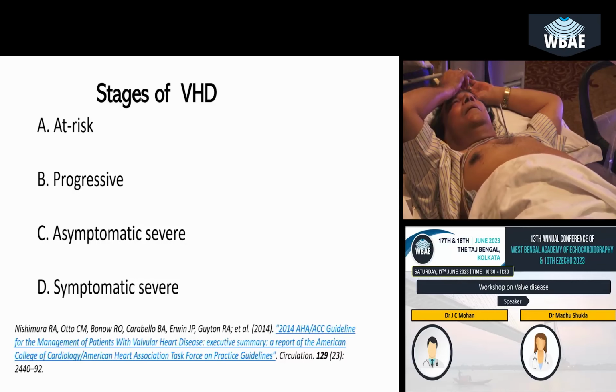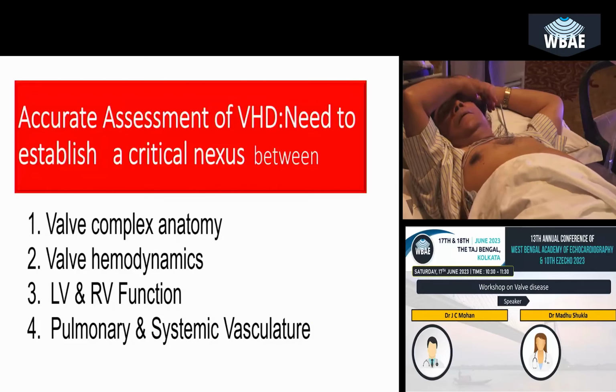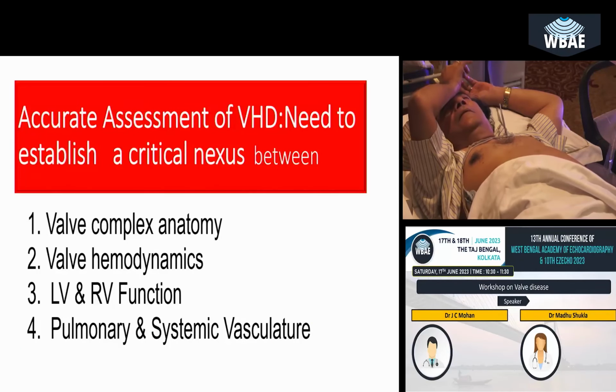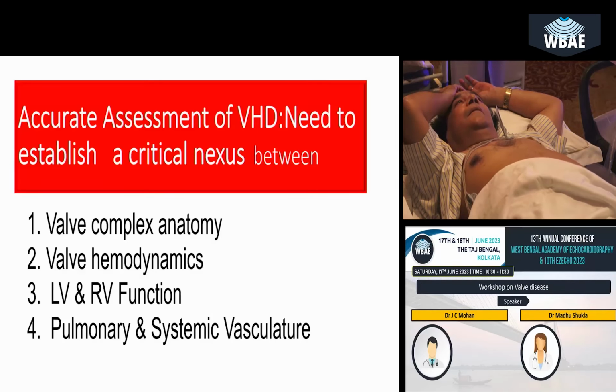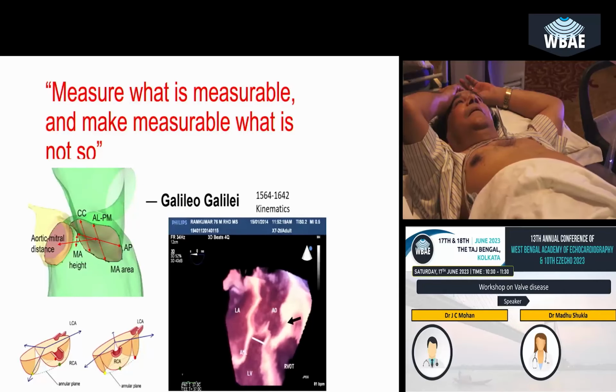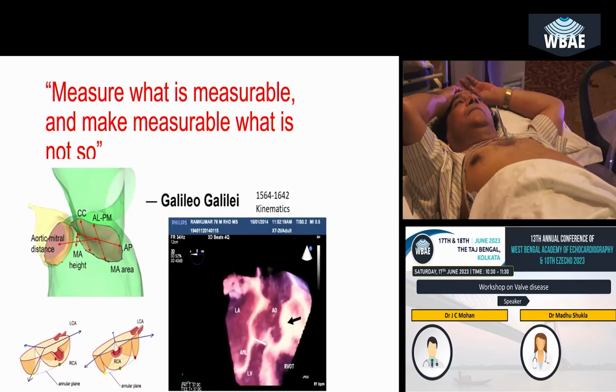We do have stages of valvular heart disease which are not concerned with echocardiography. What we are concerned with as echocardiographers is that for accurate assessment of valvular heart disease, we need to establish a critical nexus between valve complex anatomy, valve hemodynamics, ventricular function, and pulmonary and systemic vascular resistance. I would end by saying, as Galileo said, measure what is measurable and make measurable what is not so. That is the fundamental basis of evaluating valvular heart disease.